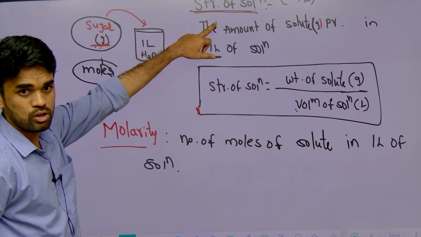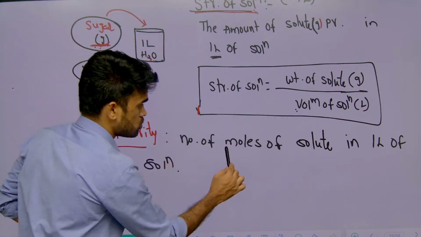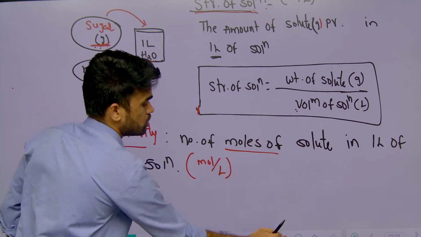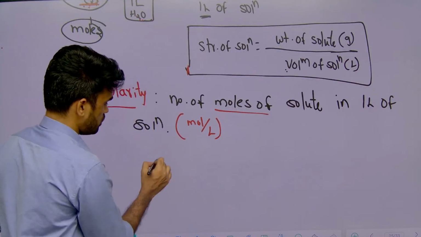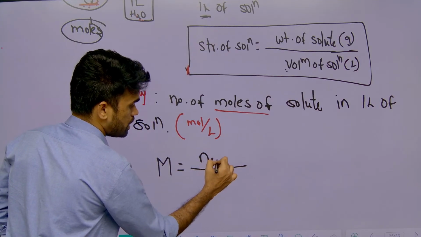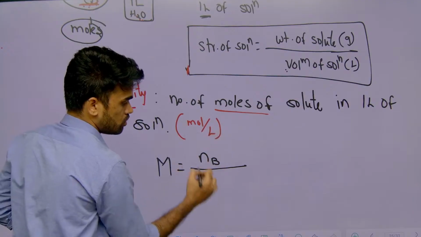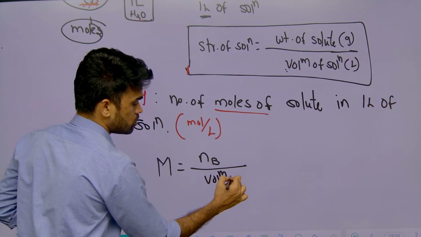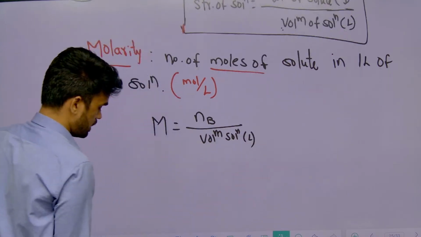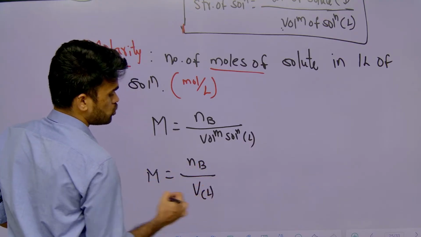Same as the strength of solution. There we see grams, here we are seeing moles. Only a small difference. So what will be the units then? Mole per liter. So now tell me the formula. Molarity, capital M, equals number of moles of solute, I am indicating with nB, means number of moles of solute, by volume of solution, that should be in liters. Okay? So once again write this. Molarity equals nB by V of solution in liters.